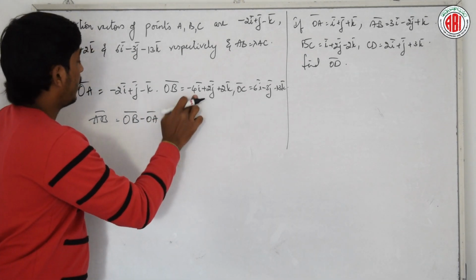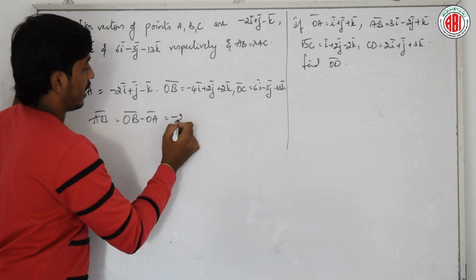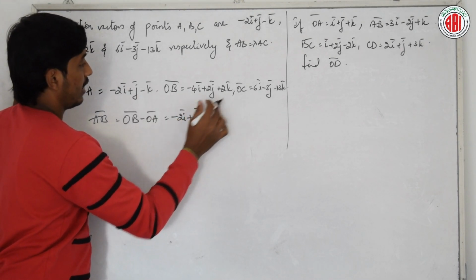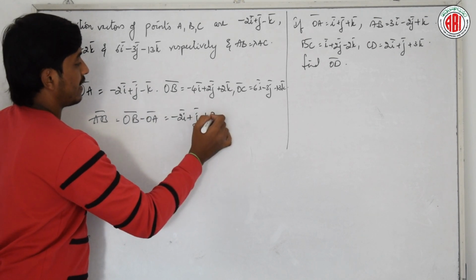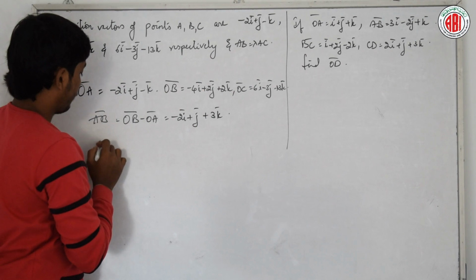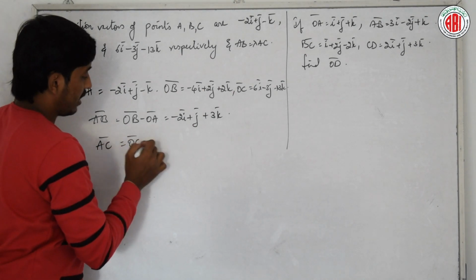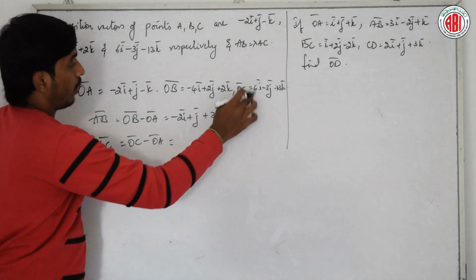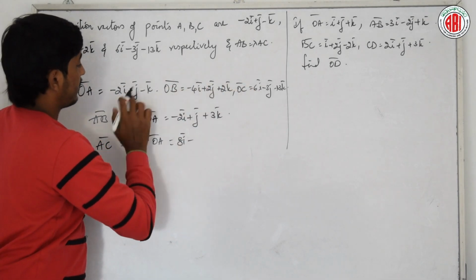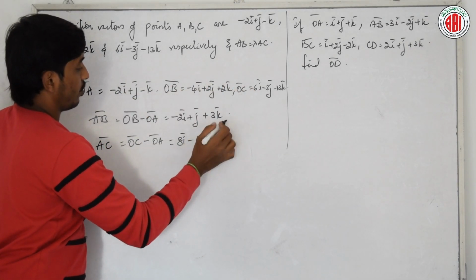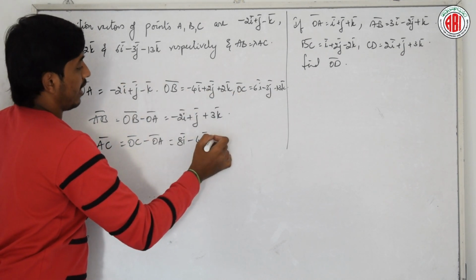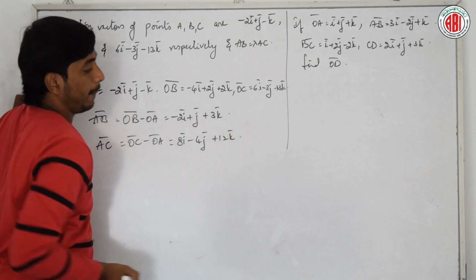Okay, that is minus 4i minus into minus plus 2i, that is minus 2i. 2j minus j, 2k minus into minus plus k, it is 3k. Next, AC will be obviously OC minus OA. Okay, 6 minus into minus plus 2 is 8i, minus 3j minus j, that is minus 4j, minus 13k minus into minus plus k, that is plus 12k.